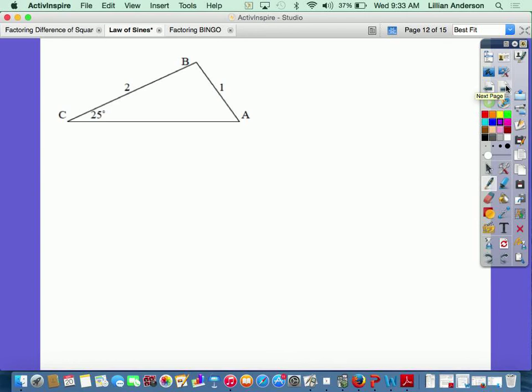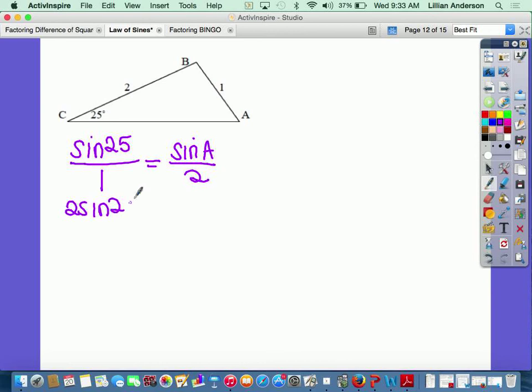Now what do you need from the others? So for this one, what do I have to find first? Angle A. So let's set it up. Sine of 25 over 1 equals sine of big A over 2. Let's cross multiply. 2 sine 25 equals the sine of A. Then what do I do to find A? I take the inverse.